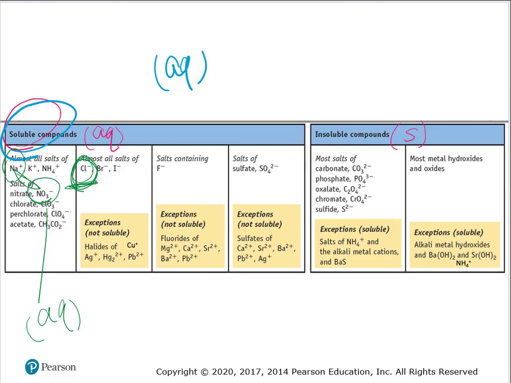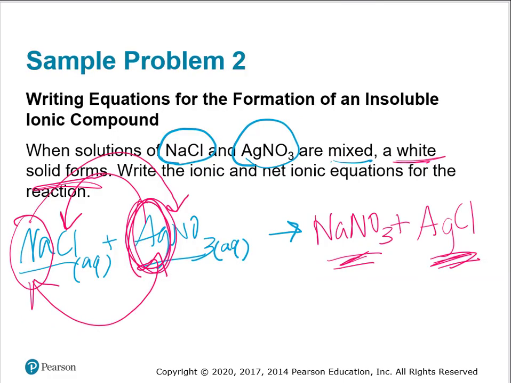But let's look at the silver chloride. Almost all chlorides are soluble. Oop, except silver. That would be insoluble. That is going to be the white precipitate solid that is formed. And we would write this aq and s.